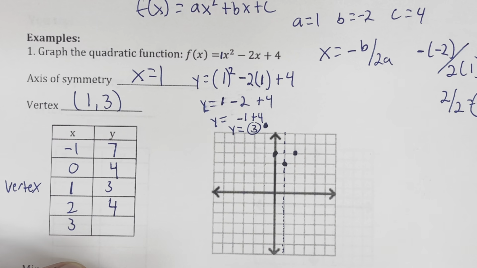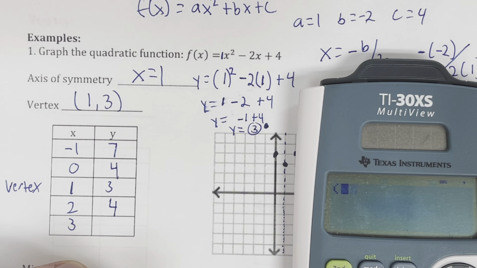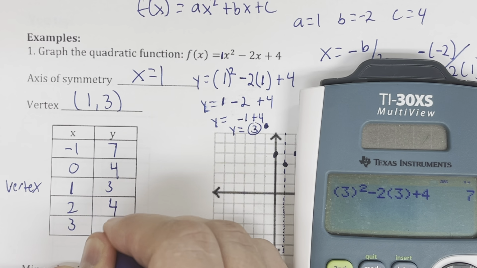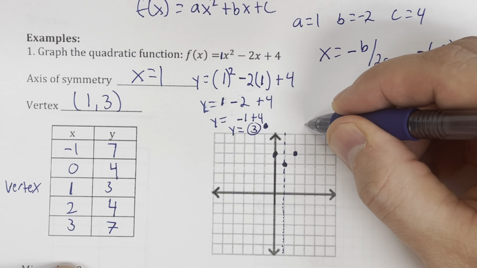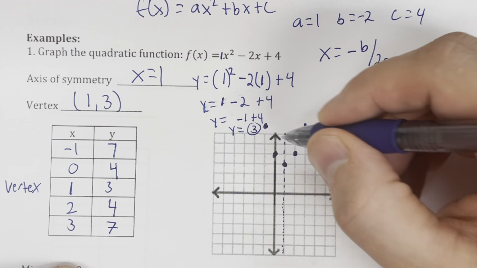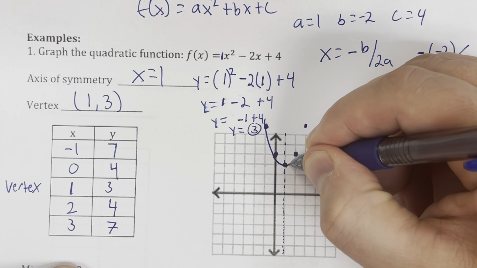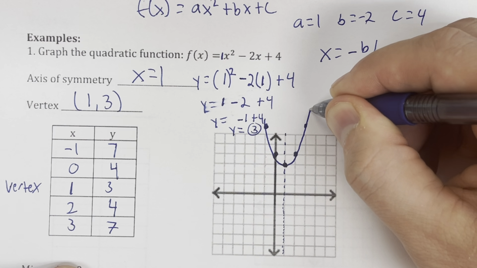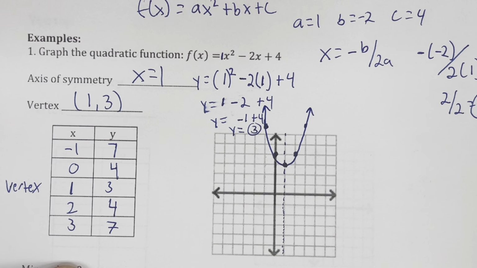And my last point is 3. So when I put in the 3, I'm going to do better this time, I swear. Parentheses 3, parentheses squared, minus 2, parentheses 3, plus 4. I should get 7. I did. So over 3 up 7. 3 up 7, off the graph by 1. And when you draw this, make sure it's a nice, gentle curve. It is not a V. If your graph does not look like this U, you made an error.